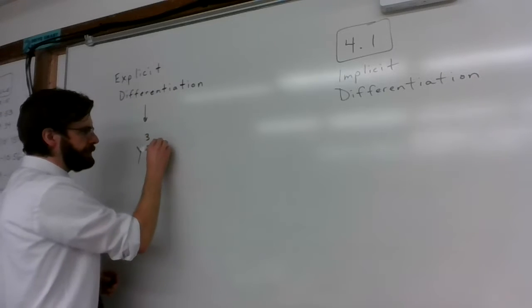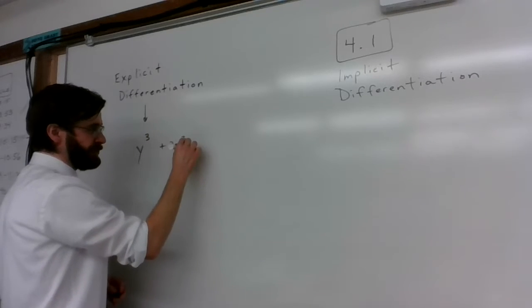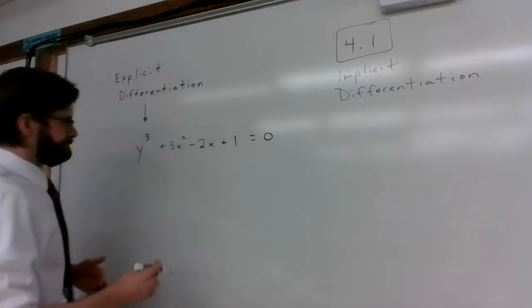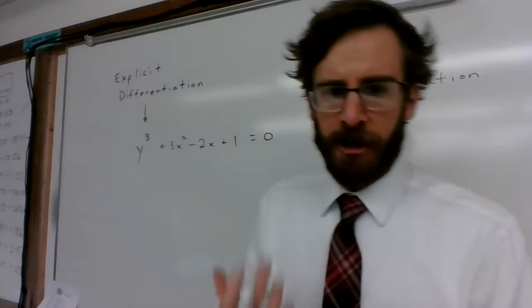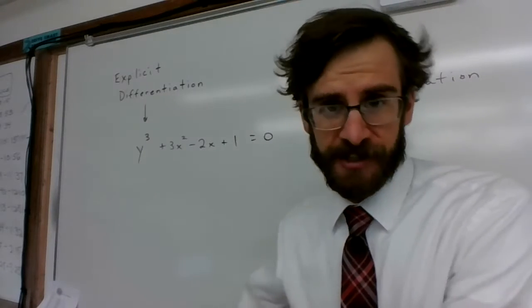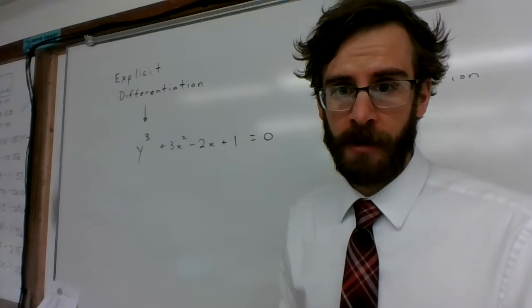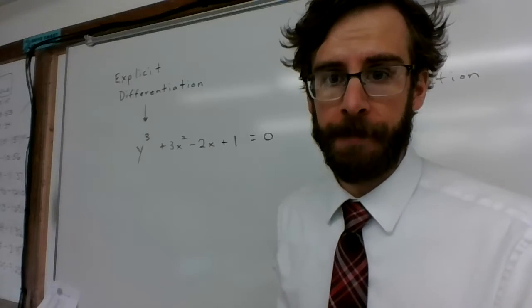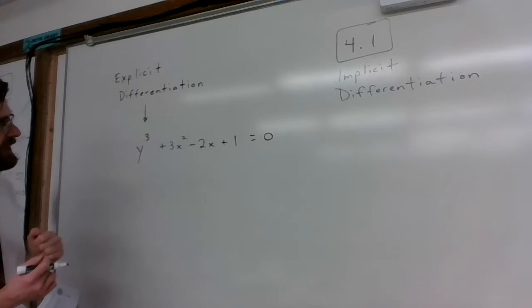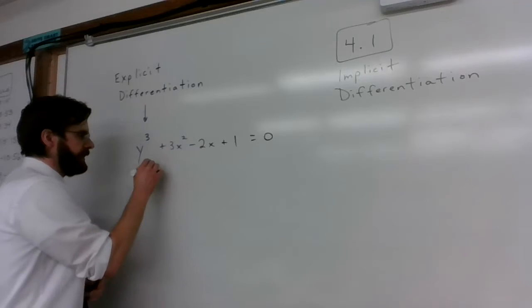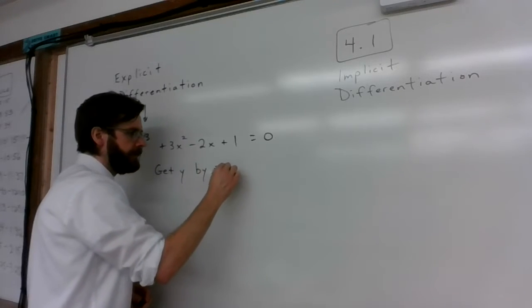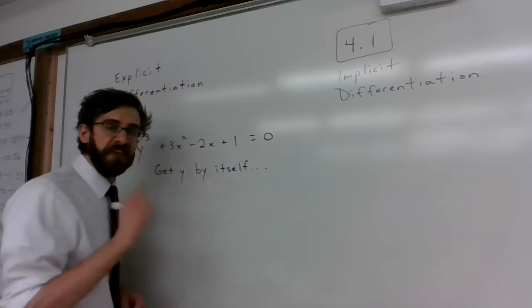Let's say y cubed plus 3x squared minus 2x plus 1 equals 0. So let's say I gave you guys a function where y wasn't by itself, which it generally is, right? Usually it's f of x equals a function, find f prime. Y equals a function, find y prime. Well, if you were going to do explicit differentiation on this, basically it just means get y by itself, then take the derivative.